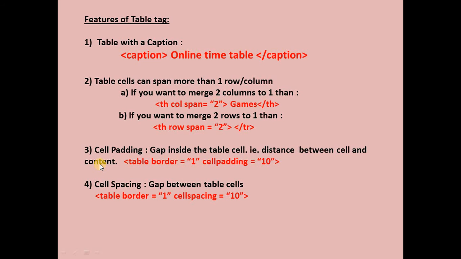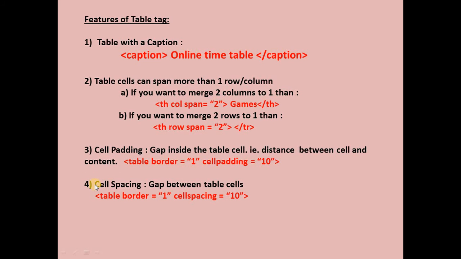cell and the content. So we can use table border equals 1. This is the border size 1, the thickness of the border, and cell padding equals 10, the gap between the cell and the content. So we'll use cell padding.